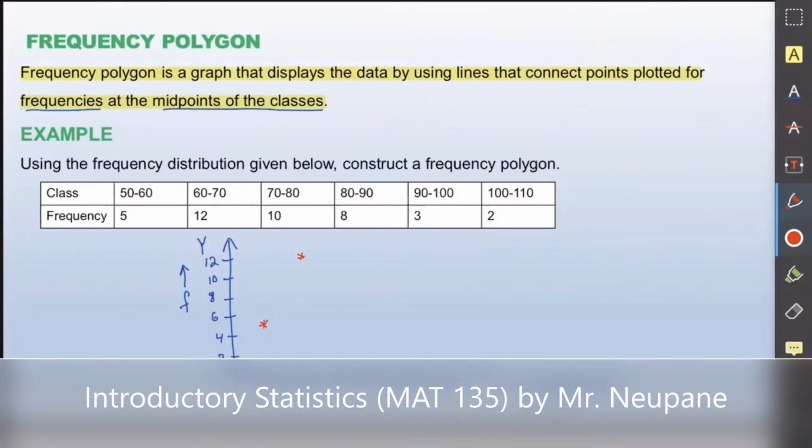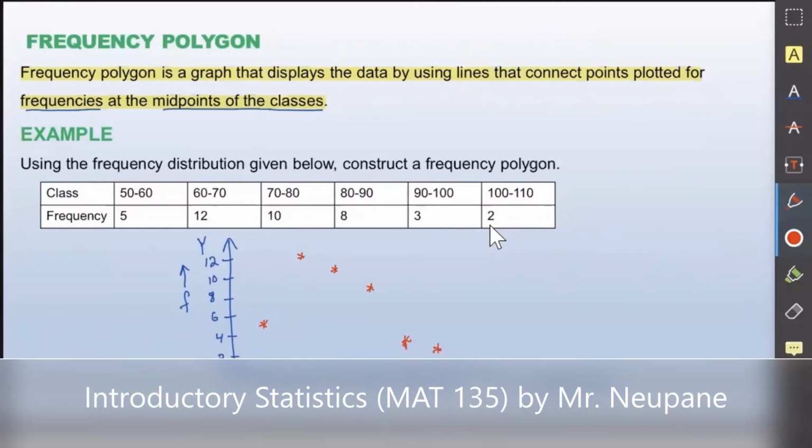For the third class, the midpoint is 75 and the frequency is 10. So we'll go to 10. For 85, it's 8, right? Yes, for 85, it is 8. Then for 95, it is 3, just above 2. And then for this one, it is 2, right there. Do you see that?